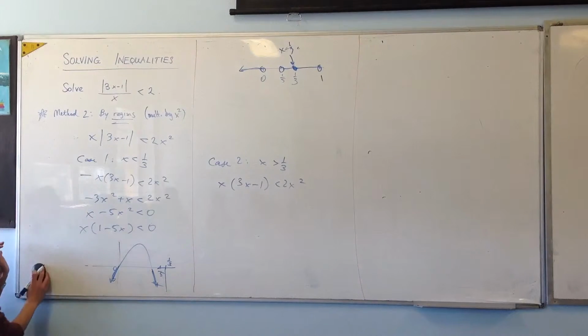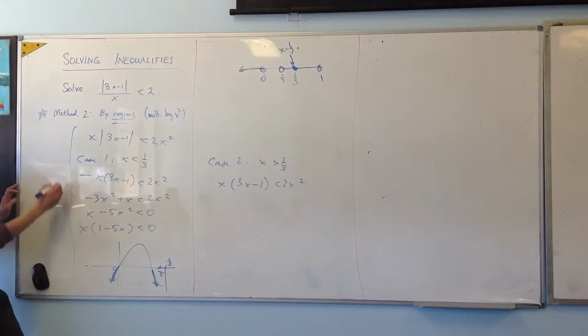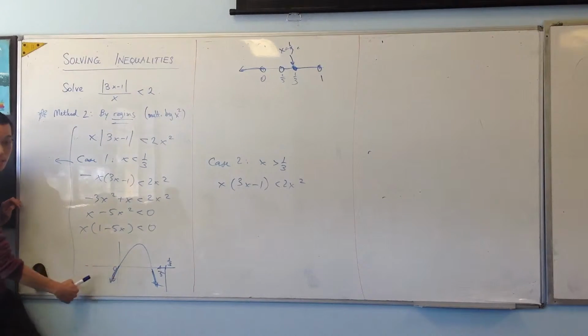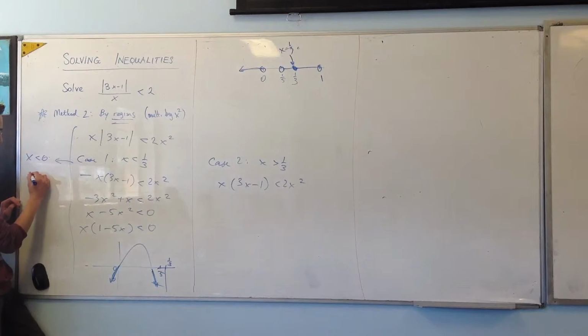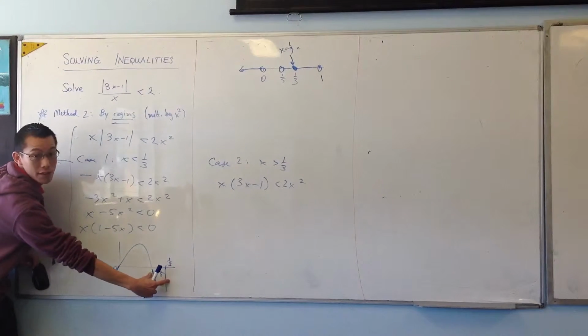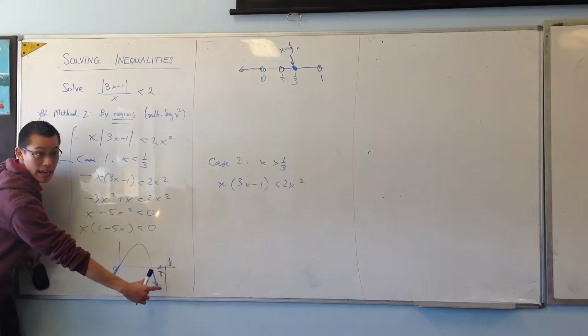So what have I concluded out of this? What this leads to is x is less than 0, or between a fifth and a third. Does that make sense? Can you see how I've gotten that out of there?